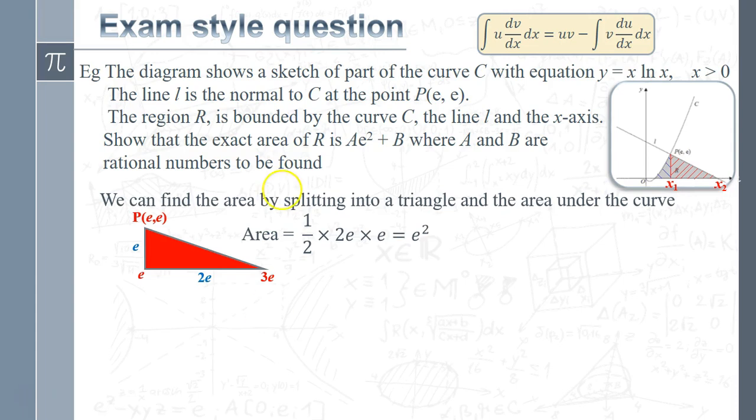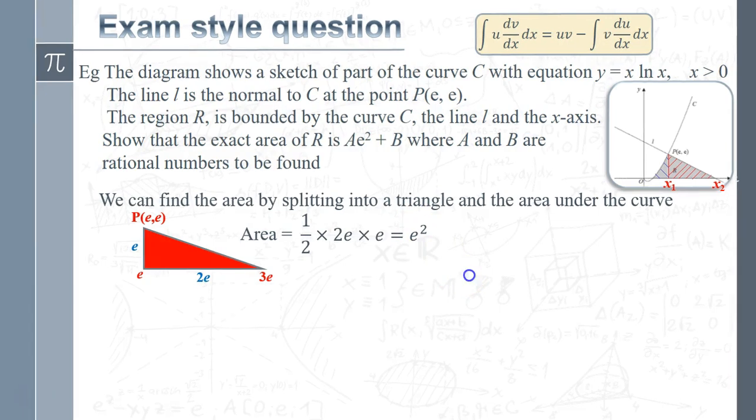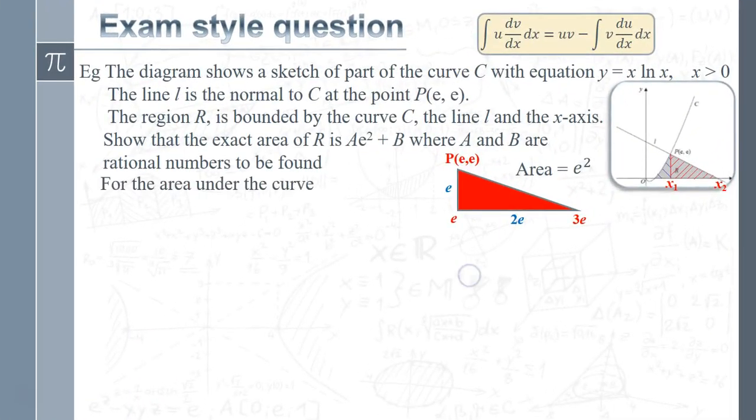And that fills me with a bit of confidence because I know the result I'm looking for has got e squared in it. So I'm reasonably happy when I see that start to appear. Okay. Next bit we've got to do is the area under the curve. So that's that section there.